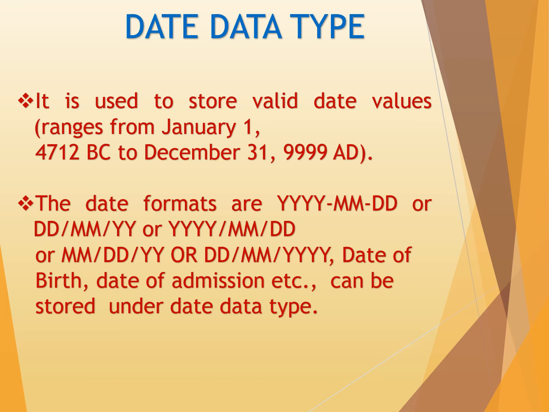What is the difference between these two? YY means you have to use the last two digits of a year. For example, if it is 1999, you have to type only the last two digits, 99, alone. If you use the four-Y format, then you have to type the full year, that is 1999.